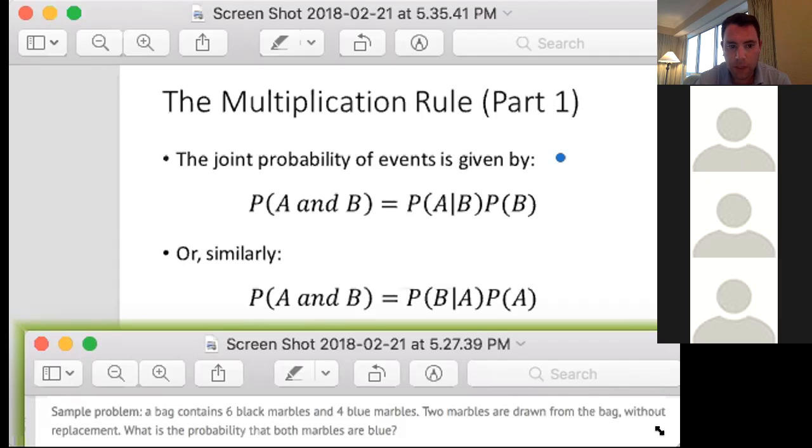Do we know what the probability of B is? Well, let's think about it again. It's asking us to find out the probability that both marbles are blue. Right, so you got it, Michael, exactly. Probability of B is the second marble being blue, right? And here we're going to calculate the joint probability of the two. In other words, we want to know the probability that both of the marbles are blue, right?